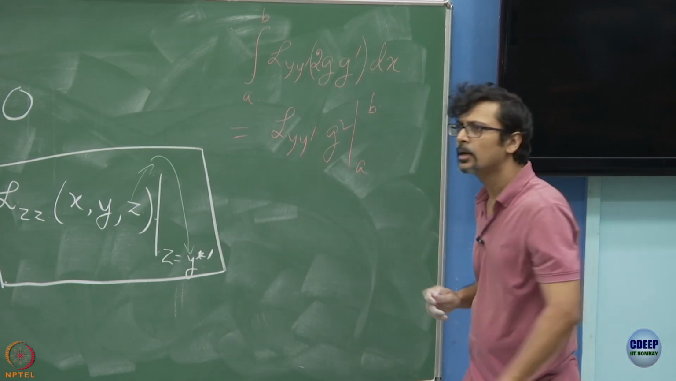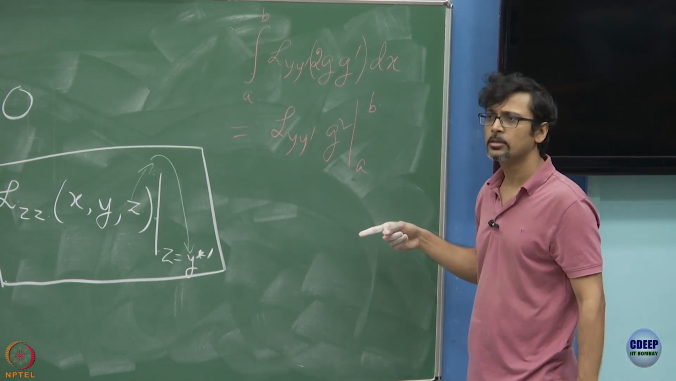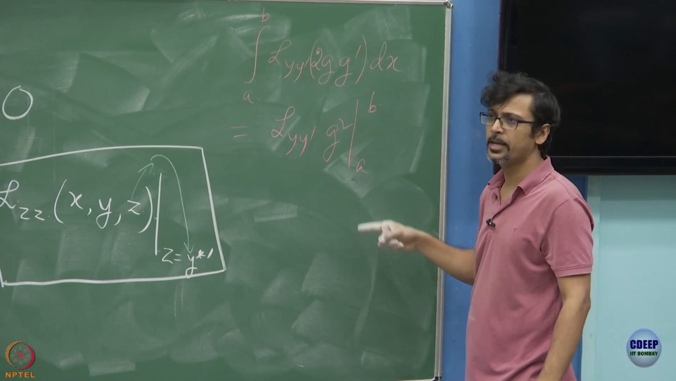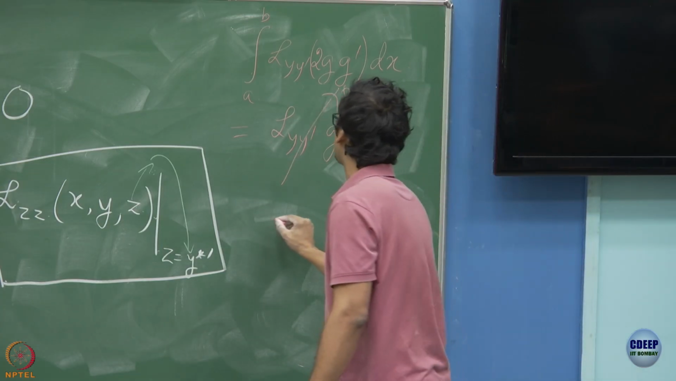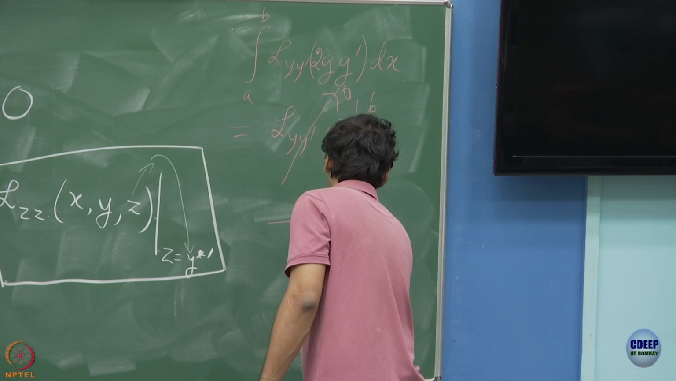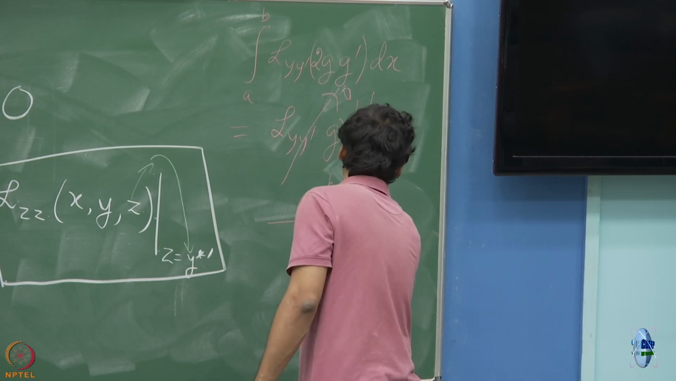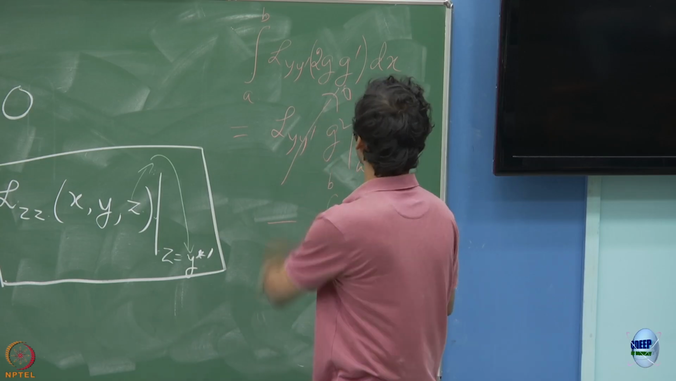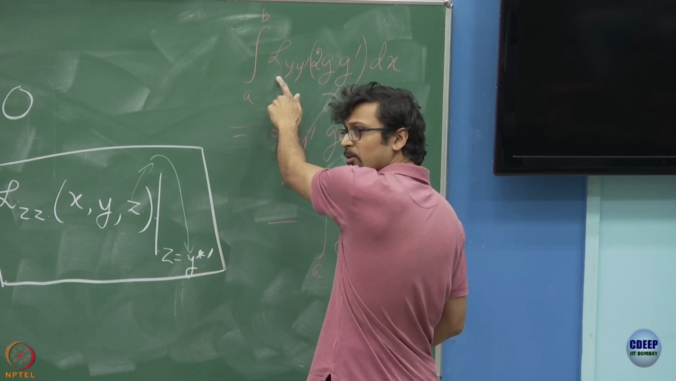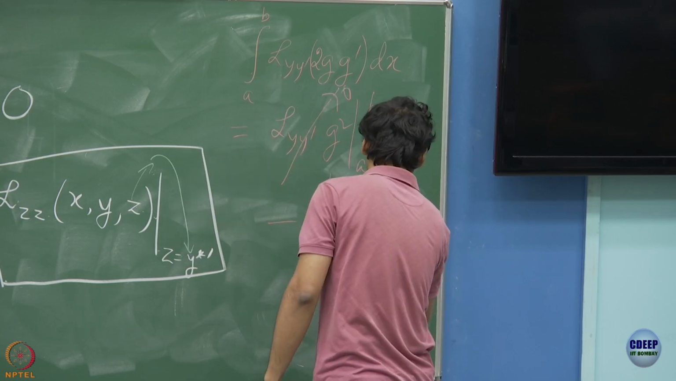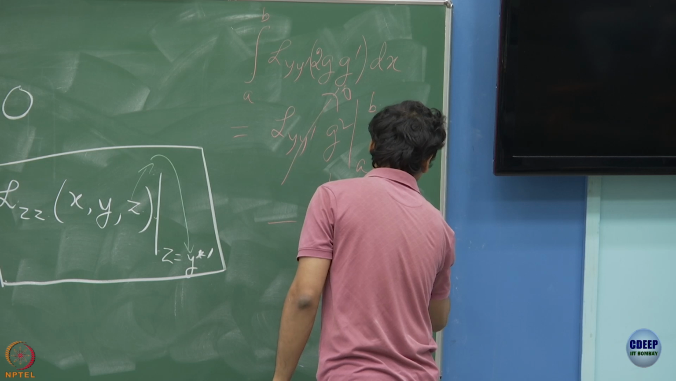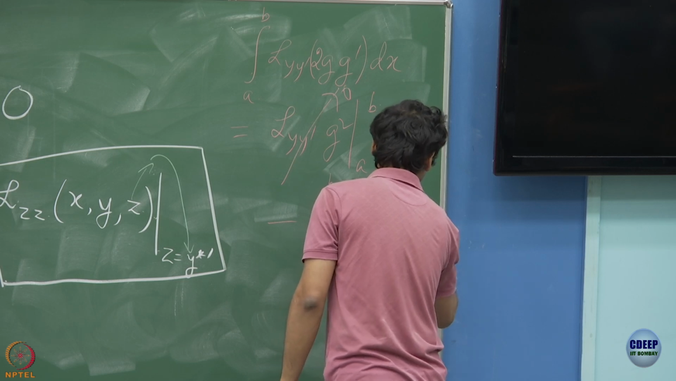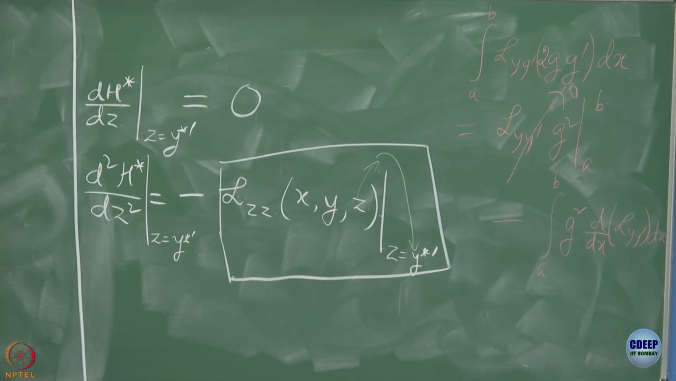Does it matter? It's a vanishing perturbation. So g squared at a and g squared at b are both individually 0. So this entire term vanishes. All that you are left with is minus integration a to b g squared d dx of this fellow, d dx of L y y prime dx. Is that clear?